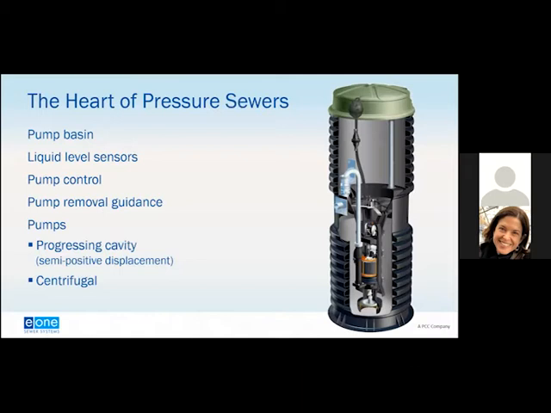Depending on the manufacturer, things might change a little bit, but they're all going to be basically the same components: the basin, some way to measure the liquid levels within the basin, the pump controls to turn it on and off, and then a way to get the pump in and out of the system. Then, of course, you have the pumps. There are two types of pumps that are used in pressure sewer systems: progressive cavity pumps, which are the semi-positive displacement pumps of E1, and centrifugal pumps.